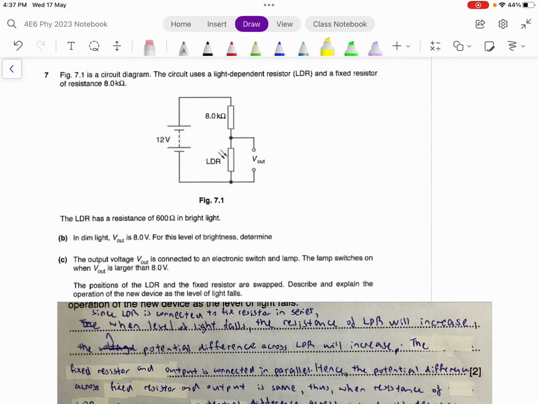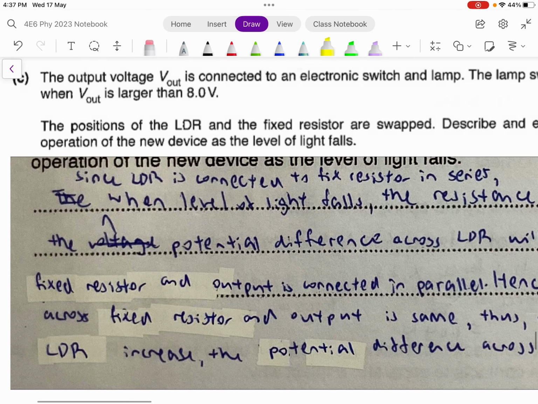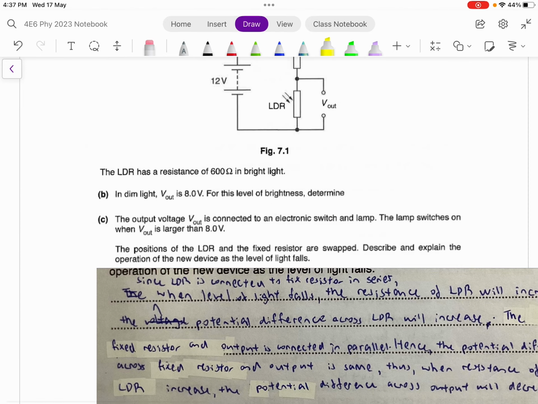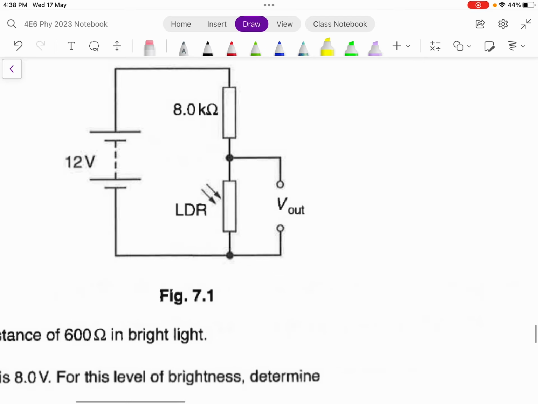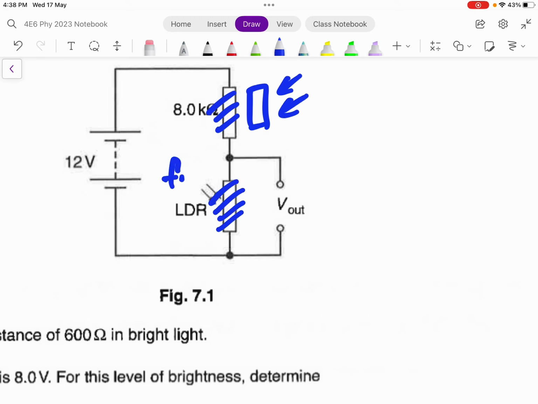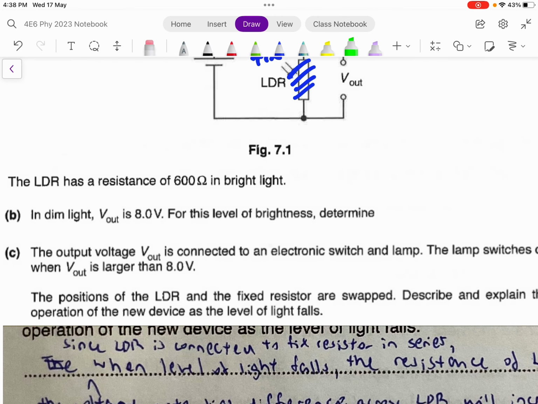Okay, so I selected this question to check whether you can articulate your thoughts very clearly for potential divider. So I selected this particular response for us to discuss. Here they are basically asking what will happen to the V voltage if down here it has become the LDR and your LDR has become a fixed resistor. That is what this question is trying to say: that the LDR and the fixed resistor are being swapped.